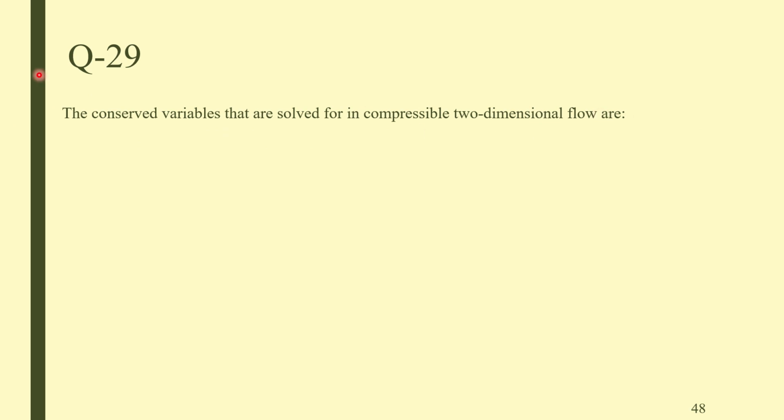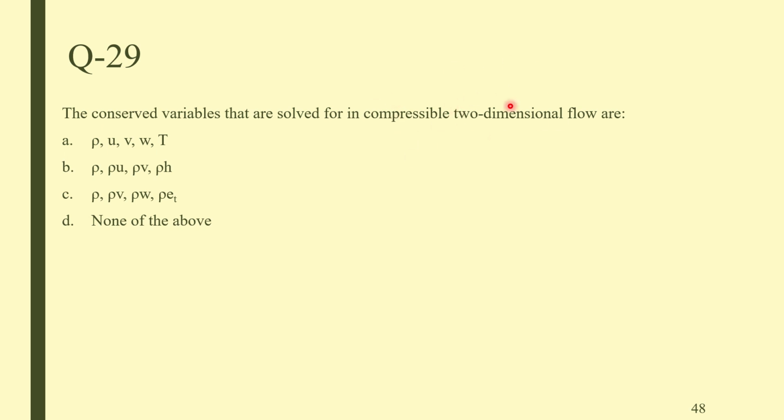We'll go to question 29. In question 29, it is mentioned that the conserved variables that are solved in compressible two-dimensional flows are: option A, rho, u, v, w, t; option B, rho u, rho v, rho h; option C, rho v, rho w, rho et; option D, none of the above. So what is given? Conserved variables that are solved in compressible, two-dimensional flows.